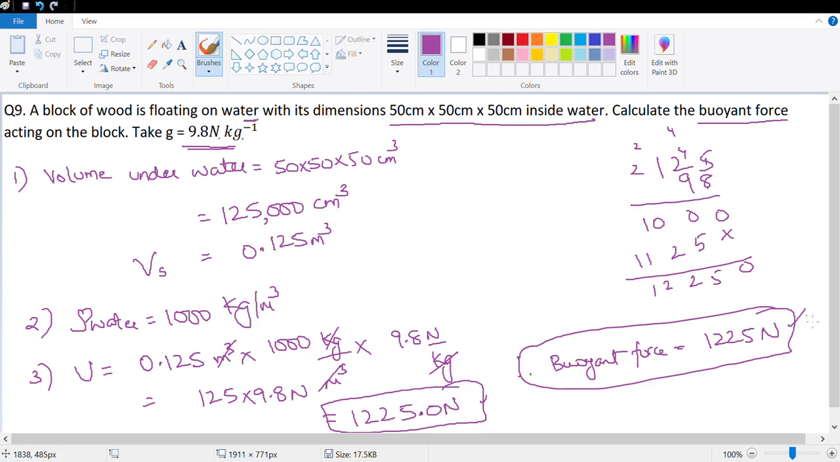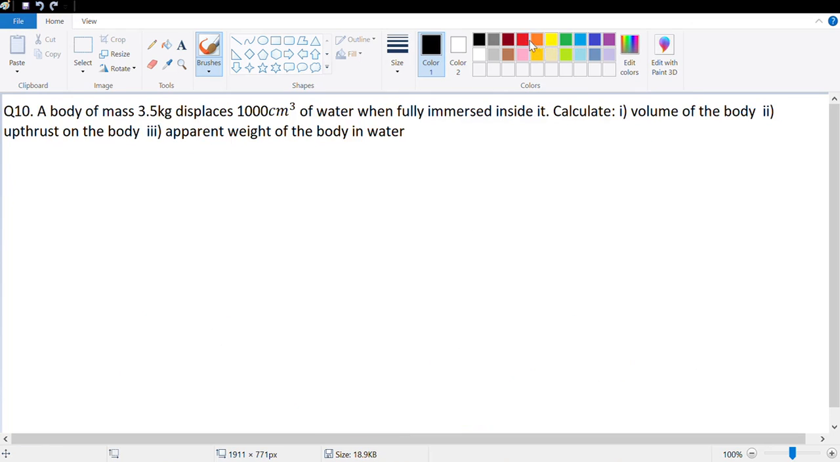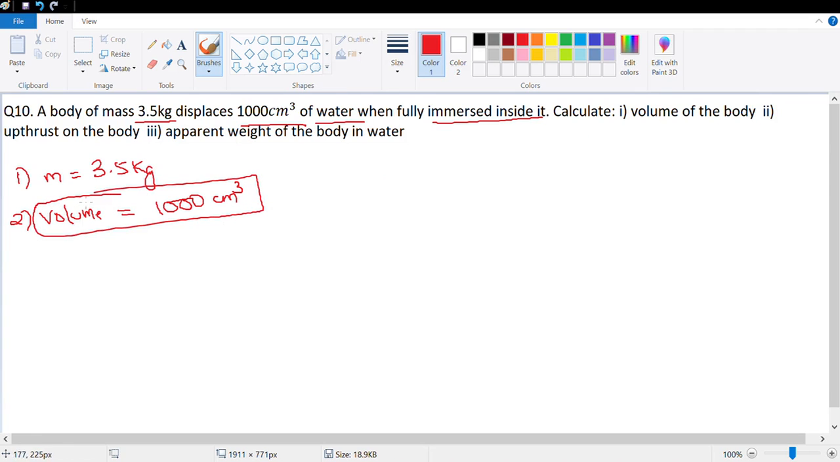Done. That brings me to the last question of this exercise, question number 10. Let's read the question. Question number 10 says, body of mass 3.5 kg. So mass is given equal to 3.5 kg. Displaces 1000 centimeter cube of water when fully immersed, which means volume of body is equal to 1000 centimeter cube.